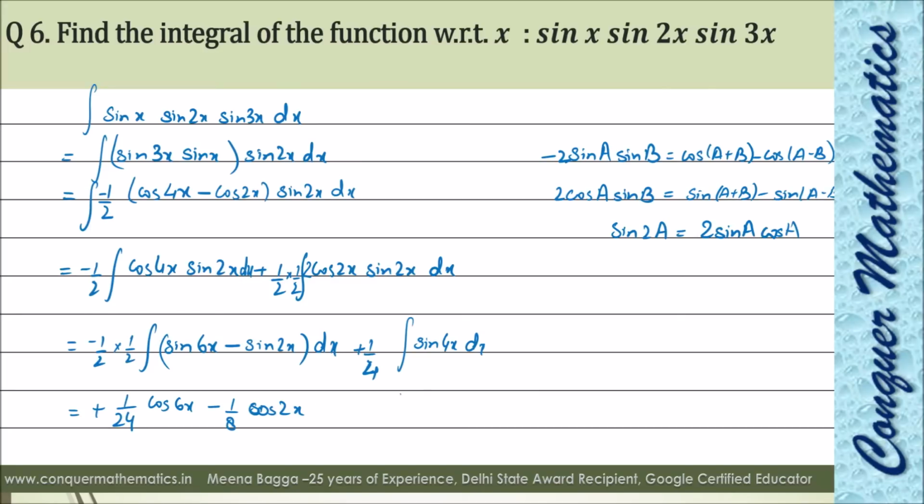Whenever there is confusion, write again. Yes, again 1 by 4, integral of sin 4x is minus cos 4x by 4. That means minus 1 by 16 cos 4x plus constant of integration. Okay, so in this case, you are to use the formula twice or thrice.